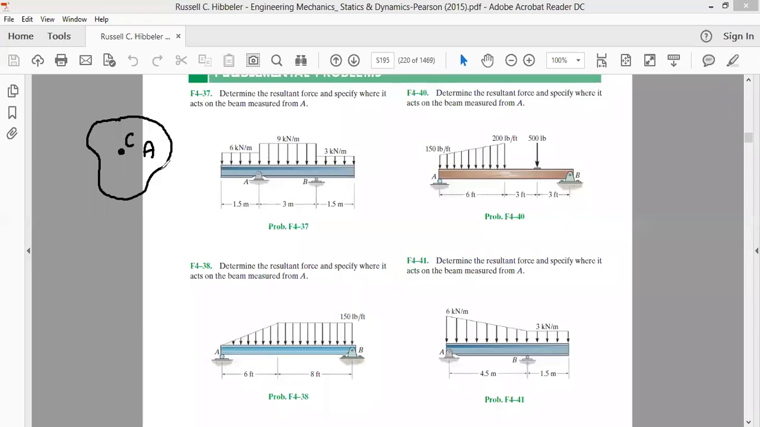We are trying to define the centroid. We have an area A, and this area has, let's suppose, centroid at point C. In order to mathematically define the centroid, we define first of all our x and y axis. Let's suppose this is our x-axis, and let this be our y-axis.